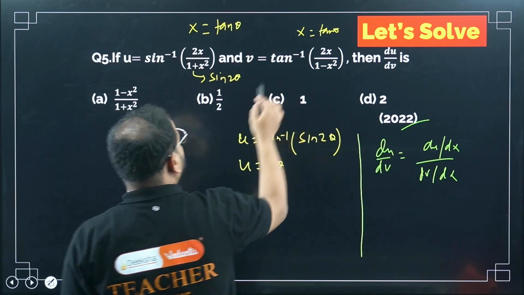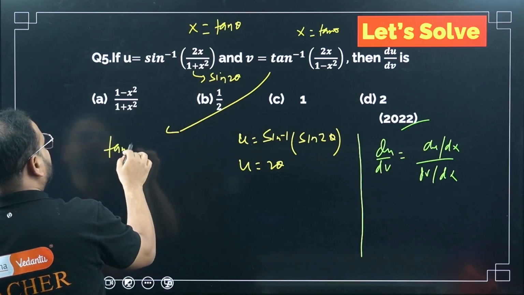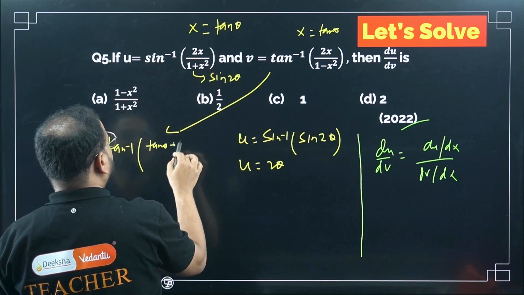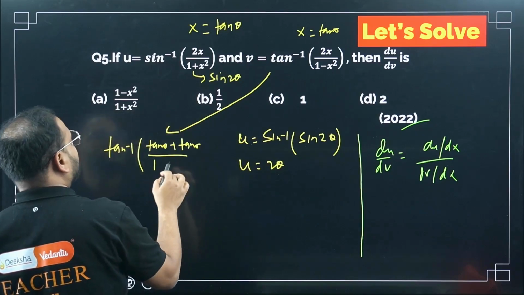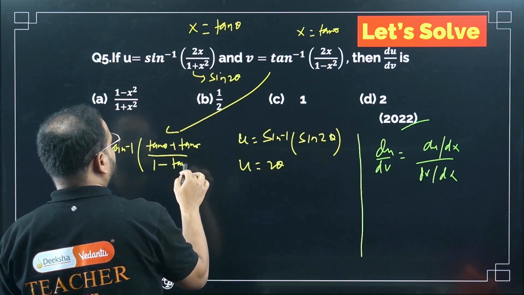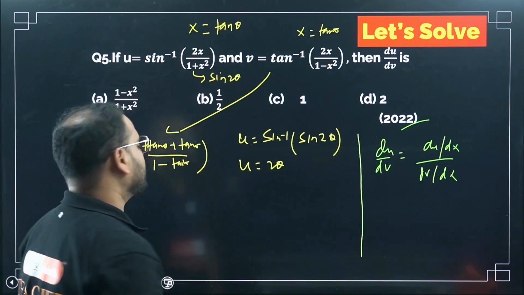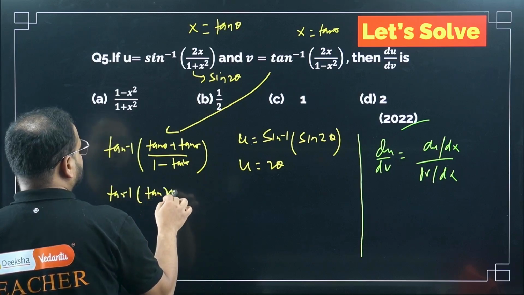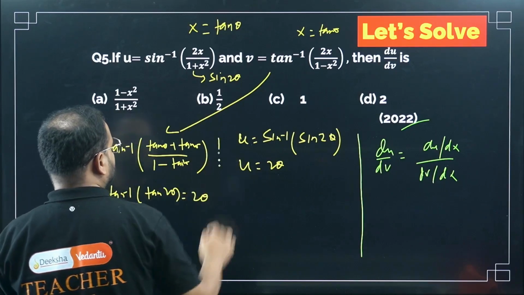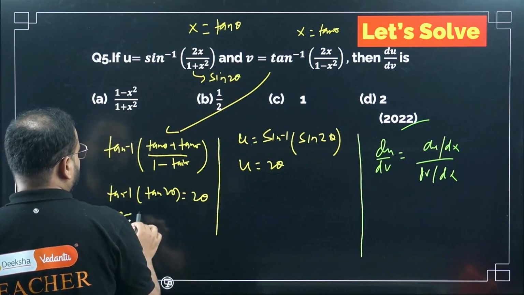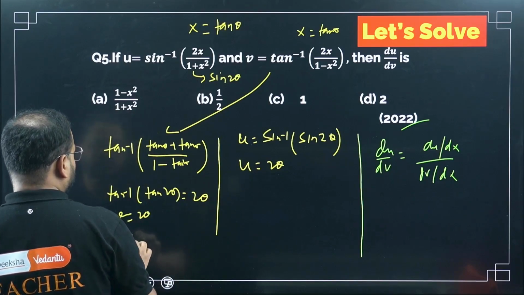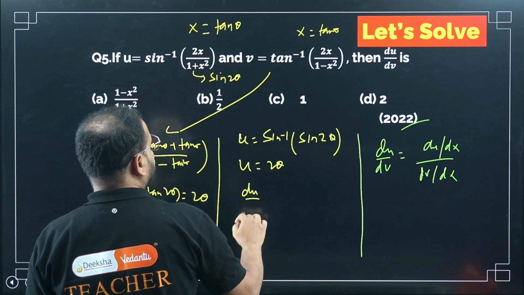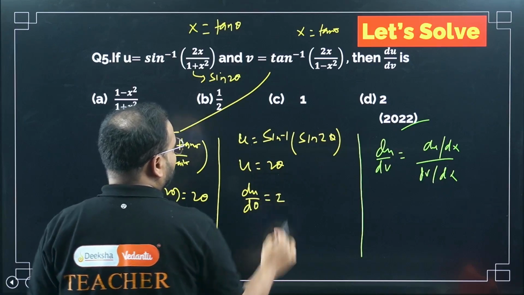Same thing I can do over here also. Please have a look. Tan inverse, over here I can write it as tan theta plus tan theta upon 1 minus tan square theta. How much is that? Simply tan 2 theta. Tan inverse of tan 2 theta is simply 2 theta. So my v value is nothing but 2 theta also. So what is my dv by d theta? Simply 2. What about du by d theta? Again 2. Same constant.